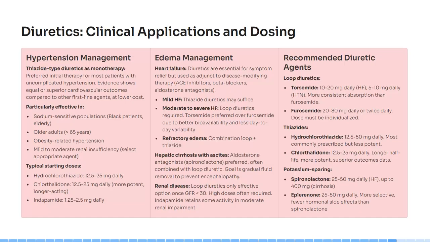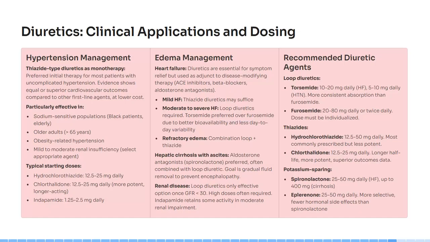The recommended diuretic agents for loops, you may see furosemide or torsemide. Furosemide is one that we've all seen often. It's anywhere from 20 to 80 milligrams daily or twice, but the dose is individualized. Thiazides, that's your HCTZ and your chlorthalidone. Remember, chlorthalidone has a longer half-life. It's more potent and you've got great outcomes.